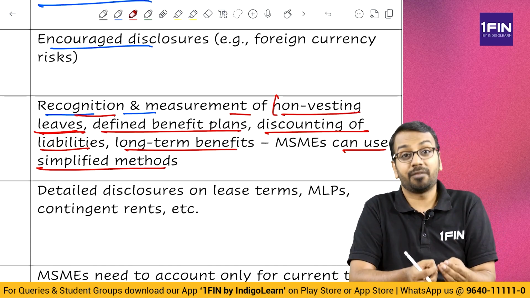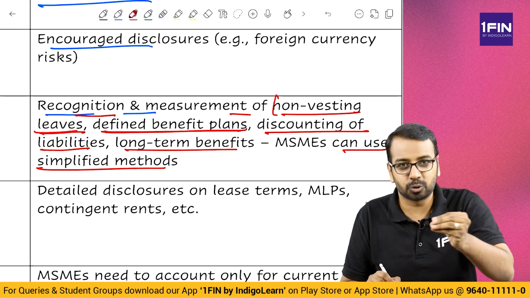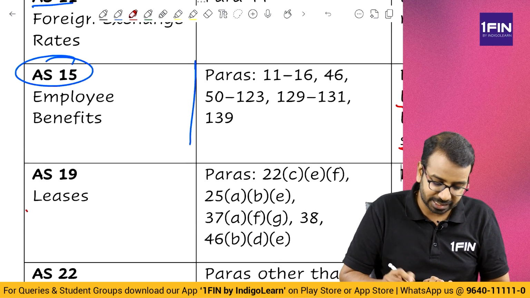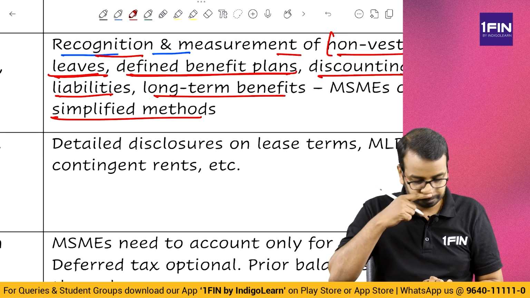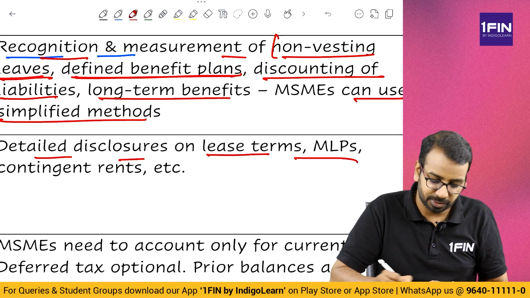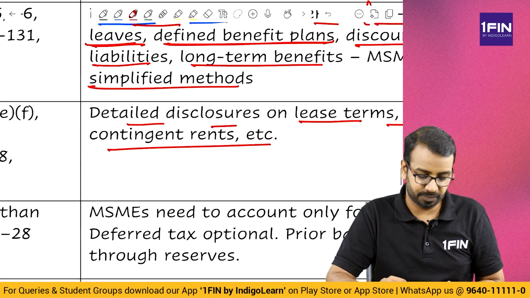You can do a simplified method. Similarly, for defined benefit plans, use a simplified approach to measure them. Okay, so those are the relaxations. Then, as far as AS 19 leases is concerned, detailed disclosures related to lease terms, minimum lease payment, contingent rents, etc., they are not required to be given.